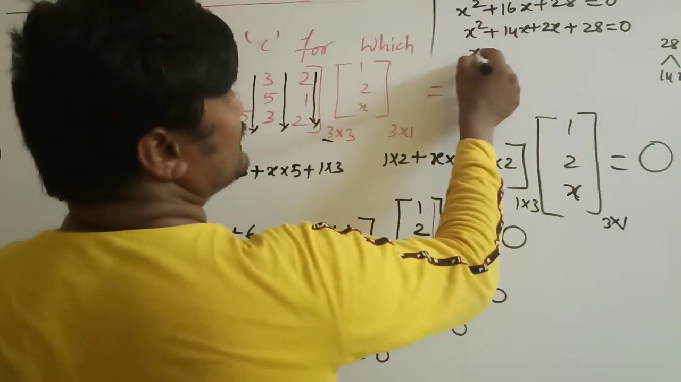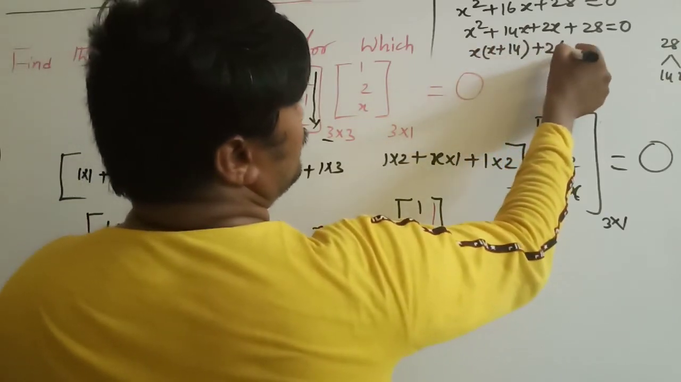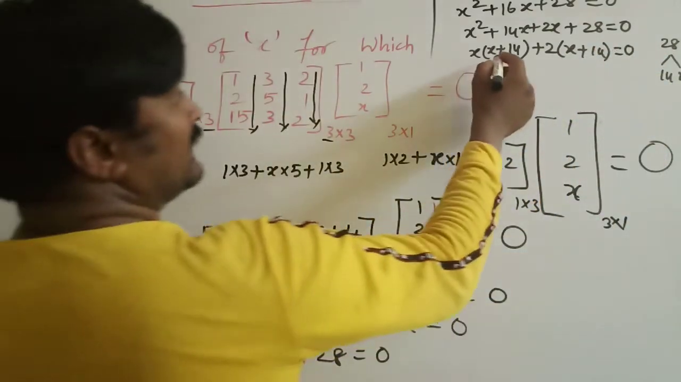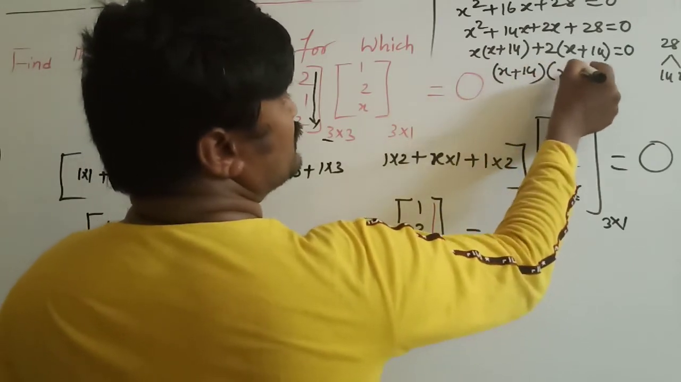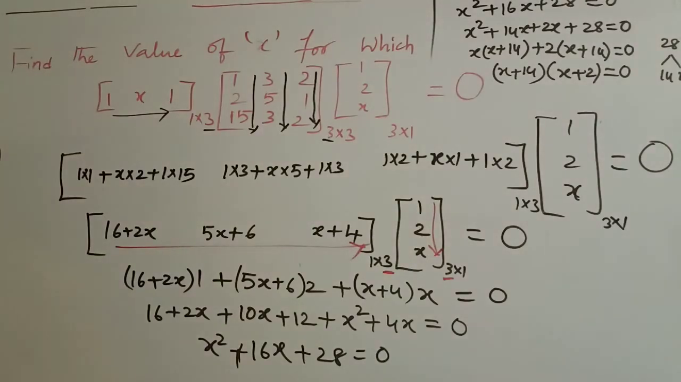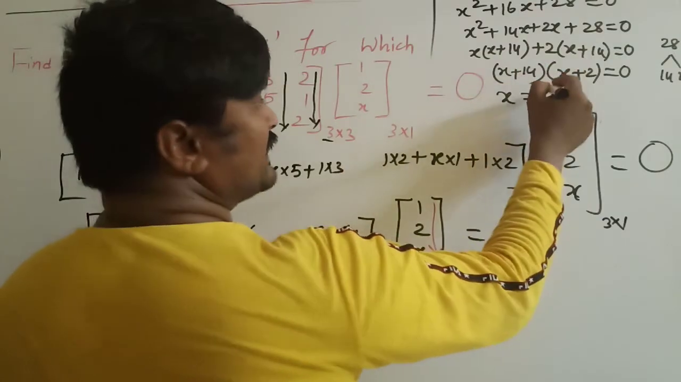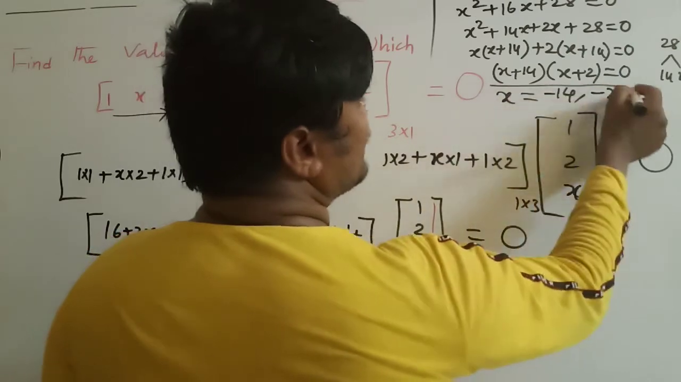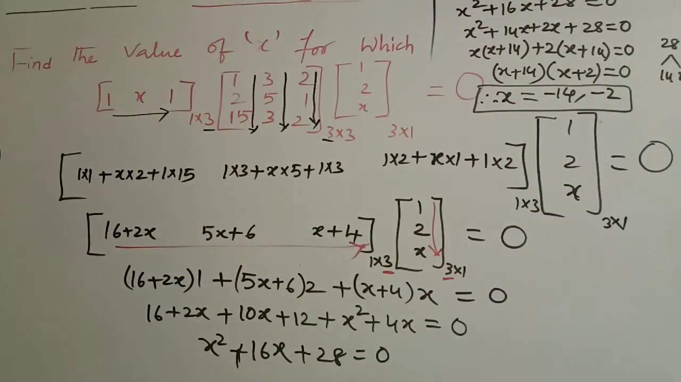Now in both, x common: x plus 14, plus 2 common, x plus 14, that is equal to 0. Now x plus 14 common, what do you get? x plus 2, that is equal to 0. So now x is equal to: plus 14 goes to that side, minus 14; plus 2 goes to that side, minus 2. So what is your x value? Minus 14 comma minus 2.